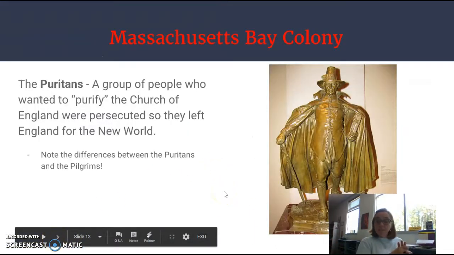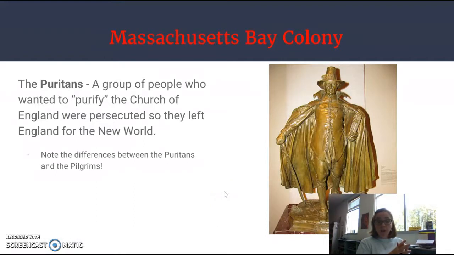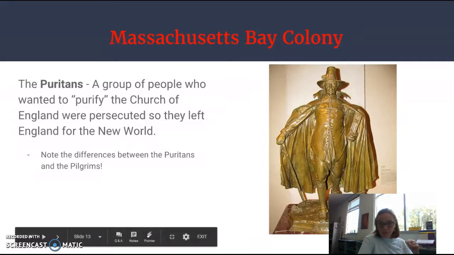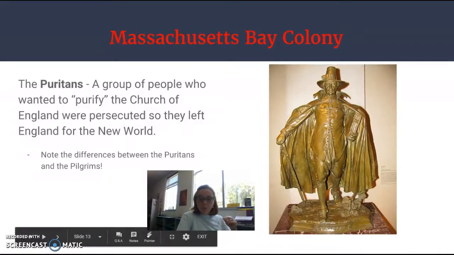Okay, the third colony is the Massachusetts Bay Colony. The Puritans, who were a group of people who literally wanted to purify the Church of England. So they were more conservative. They were a more conservative group. They didn't want to just be separate from the Church of England. They wanted to make the Church of England more stringent, more strict.